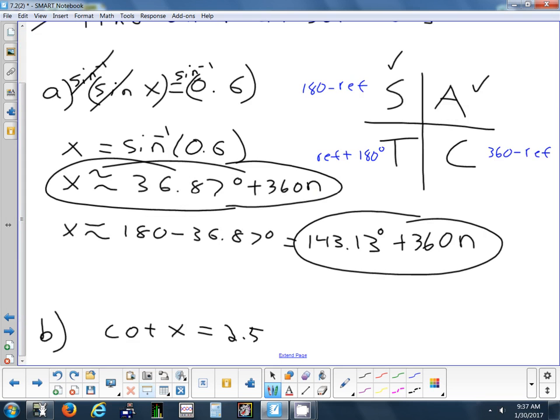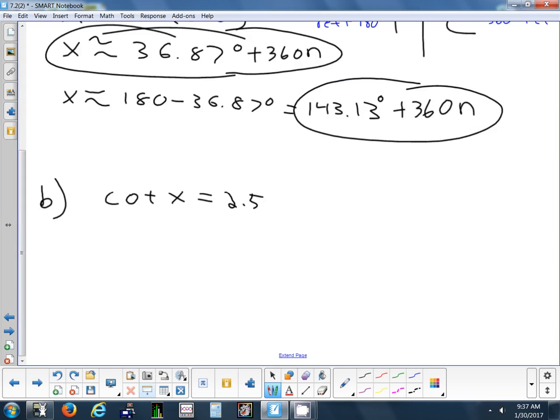What makes this one a little harder? It's cotangent. Why is cotangent a little harder? Well, how about just in terms of pressing buttons on a calculator? What's more difficult about cotangent? There's no button for cotangent. So right away, I'm going to get rid of that. I don't want to deal with cotangent.